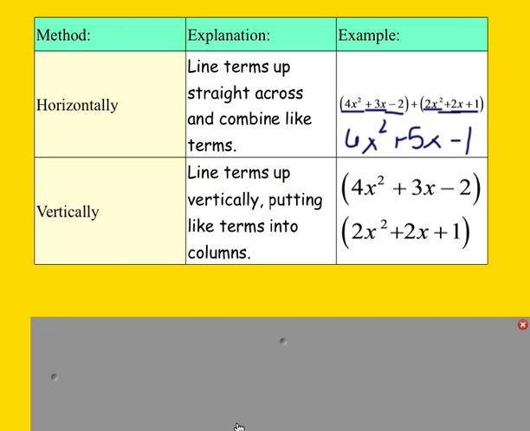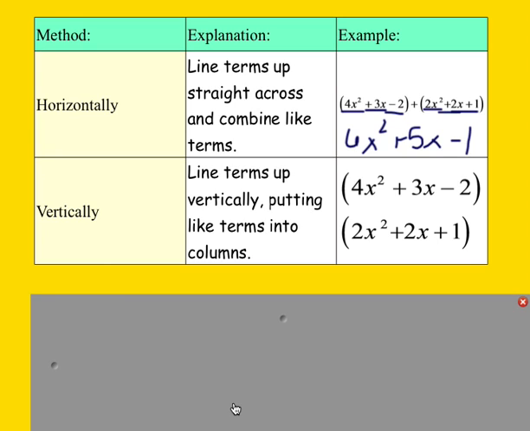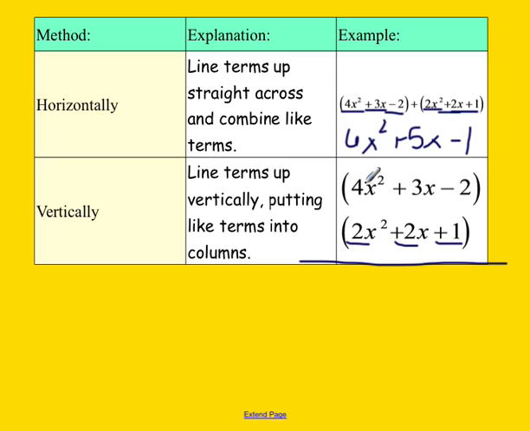The next method is the vertical method. I prefer this method simply because it lines it up really nice for me. It's almost kind of like using elimination. So you're going to line the terms up vertically, putting the like terms into columns. So here I have an x squared column. Here I have an x column. Here I have a constants column. And then we can just add down the columns. So 4x squared plus 2x squared is 6x squared. 3x plus 2x is 5x. And negative 2 plus 1 is negative 1.